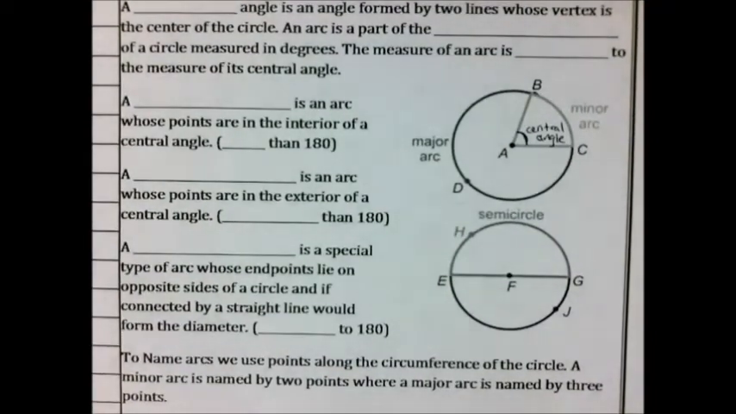This is important information. In order to name an arc, just like we would name a line, right? In order to name an arc, we use points along the circumference of the circle. So like these letters here, G, J, E, and H. Those are all on the circumference. A minor arc is named by 2 points, where a major arc is named by 3 separate points. That's very important for you to understand. Major arc has 3 points when labeled. A minor arc has 2 points.